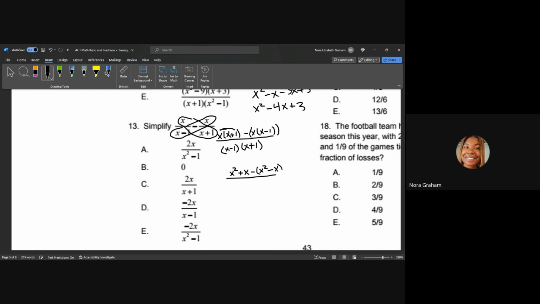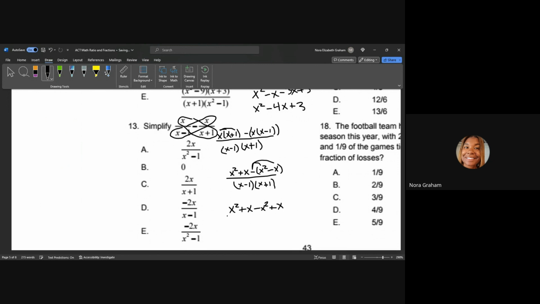But when I distribute that negative x through like this, then I'll get, let me just write our denominator down here so I can show step by step what we're doing. x plus 1. All right, so then I would get x squared plus x minus x squared. And remember, we have to distribute that negative through, so this becomes plus x.